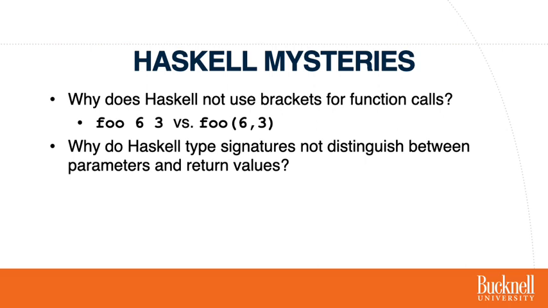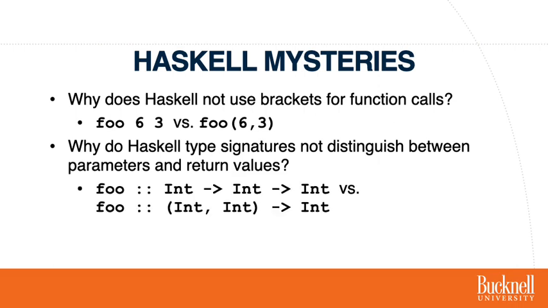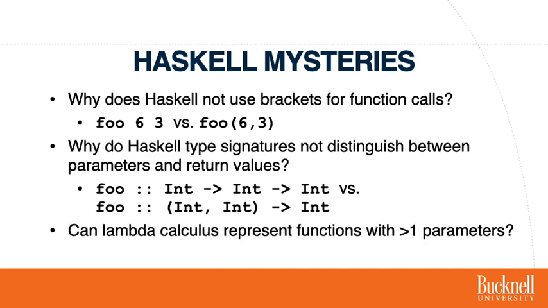Why do Haskell type signatures not distinguish between parameters and return values? You'll often see type signatures like this, foo, int maps to int maps to int, which seems to put return values and parameters on the same playing field. Whereas you'd expect the parameters to be in some sense separate from the return values. For that matter, can lambda calculus represent functions with more than one parameter?